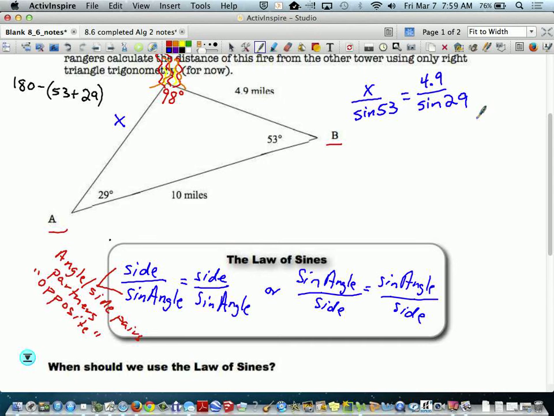So every time you do the law of sines, there are 4 pieces of information, right? You have to know, obviously, 3 of those pieces. So it means you have to know an angle-side pair, or an angle and a side that are opposite each other, and 1 more piece of information. Then you can do law of sines. So what do I have to do to solve that? How do I get x by itself? Do sine of 53.